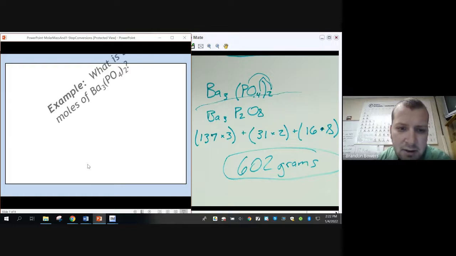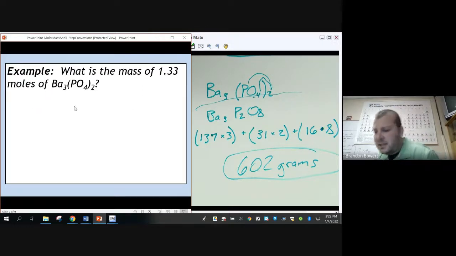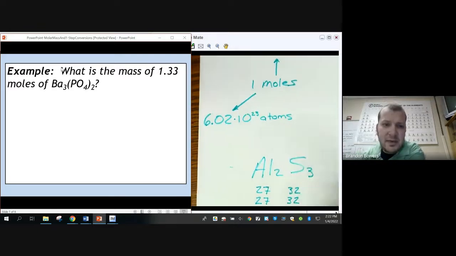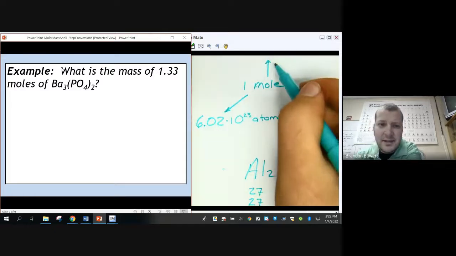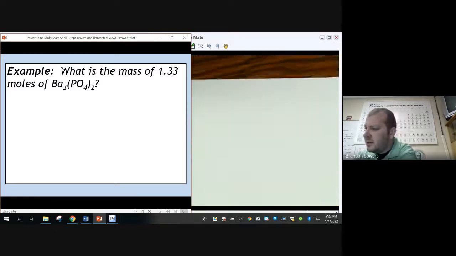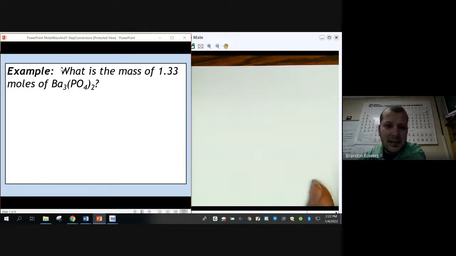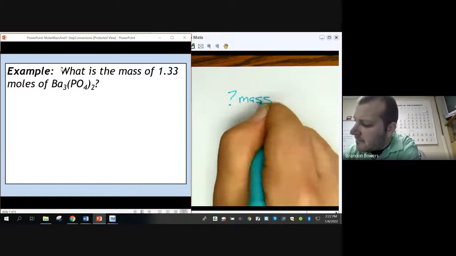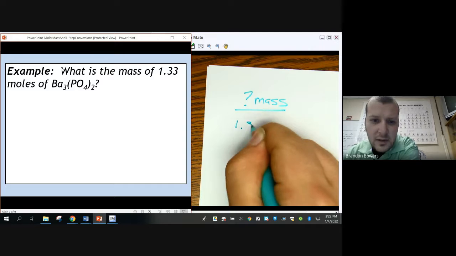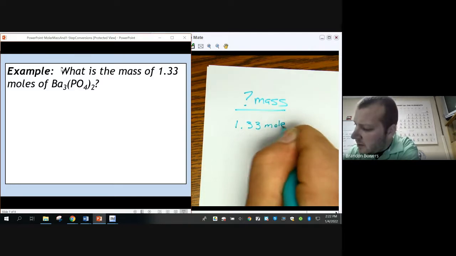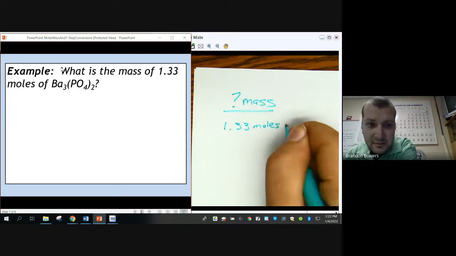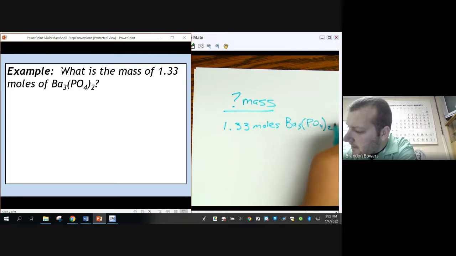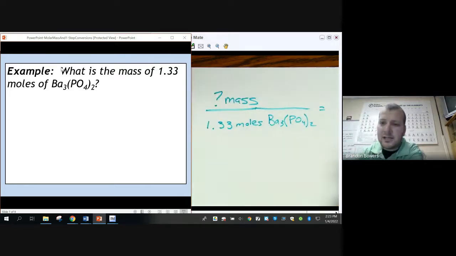Now, yesterday what we did was we converted moles to atoms, but now we're going to do moles to mass. In order to do this, what is the mass of 1.33 moles of barium phosphate, Ba3(PO4)2? So we're going to do a little cross multiply and divide.